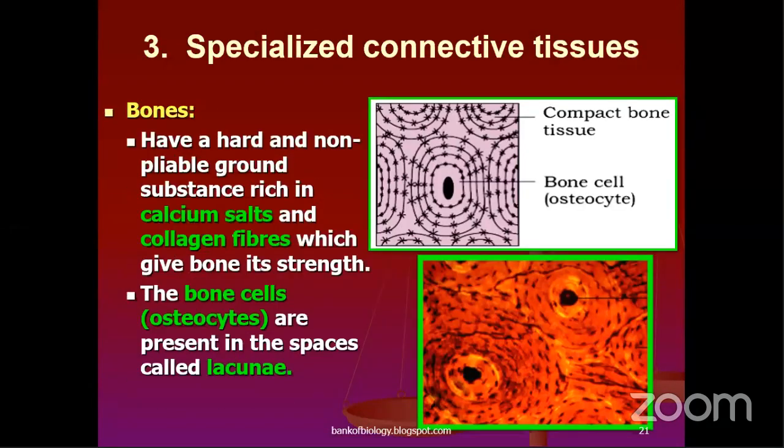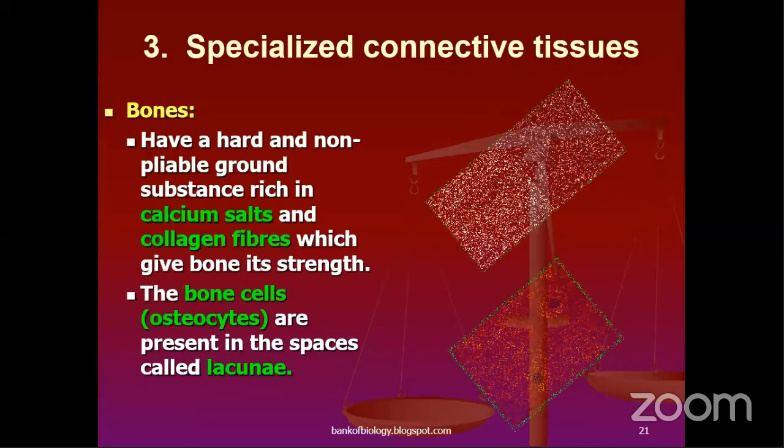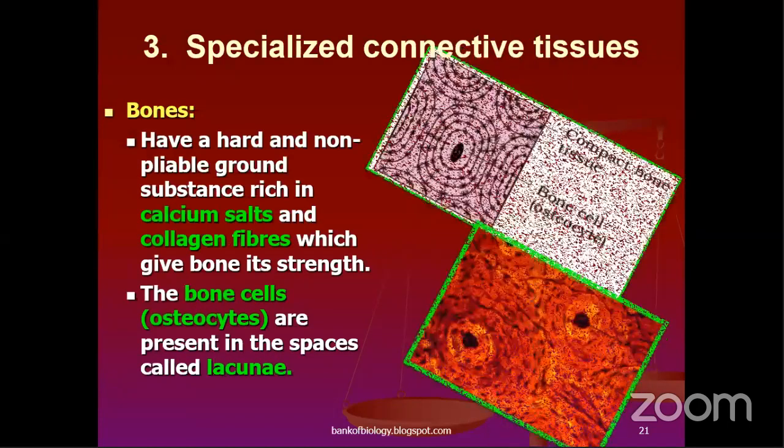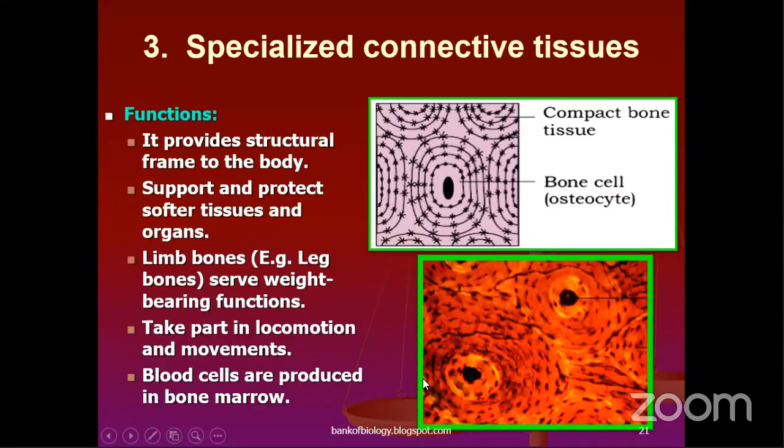Then there is cartilage. Cartilage is thin and pliable. Then the bones. Bones have a hard, non-pliable ground substance rich in calcium salts and collagen fibers, which give bone its strength. The bone cells are present in the spaces called lacunae.